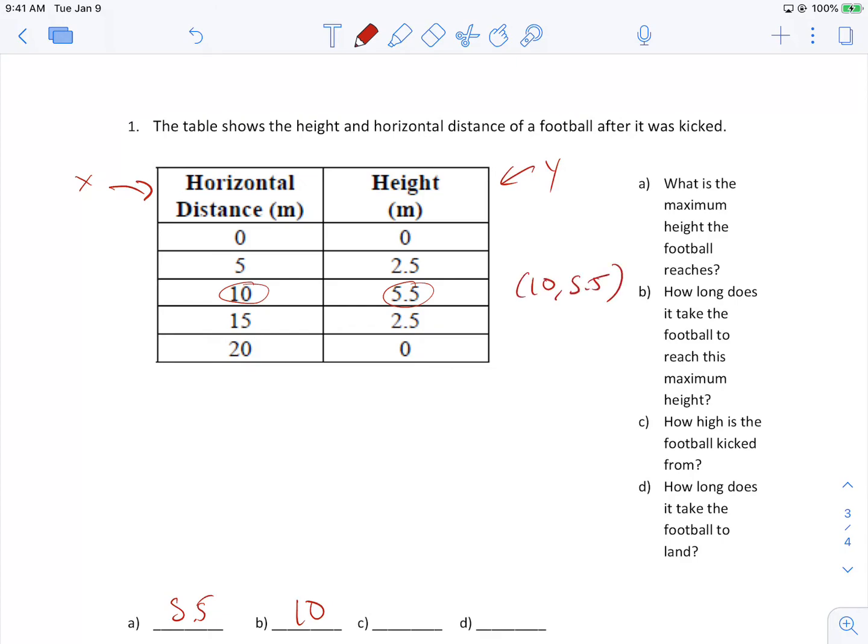So if I asked you, what are the coordinates of our vertex? You could tell me, well, it's 10 and 5.5. How do you know? Well, that's the highest value we have available to us.